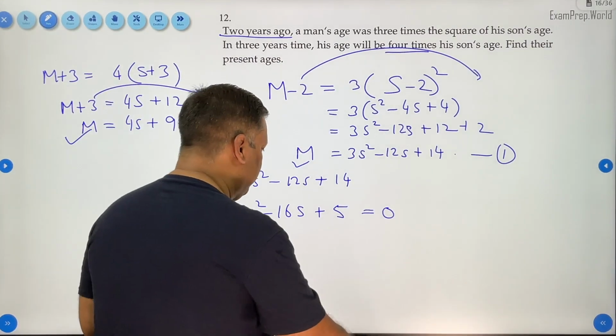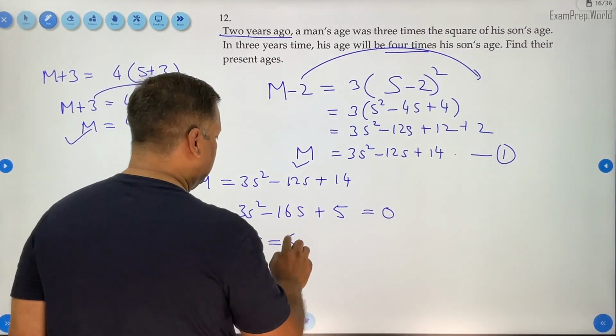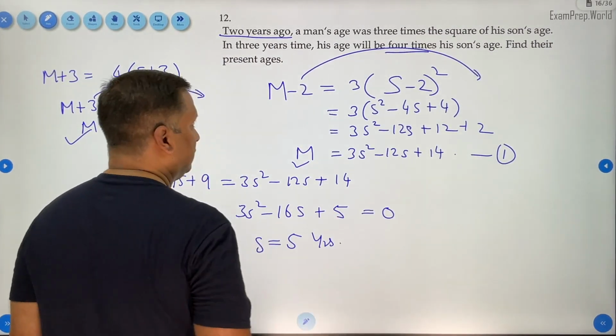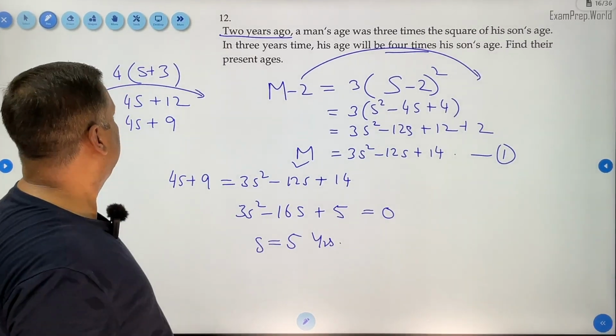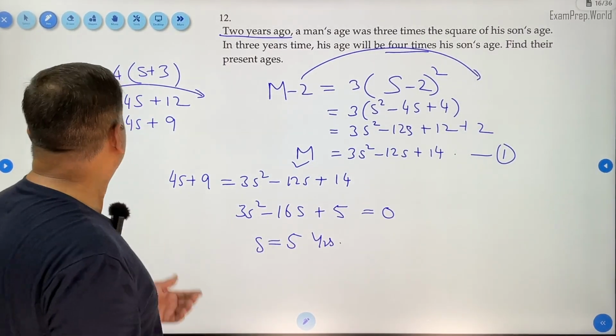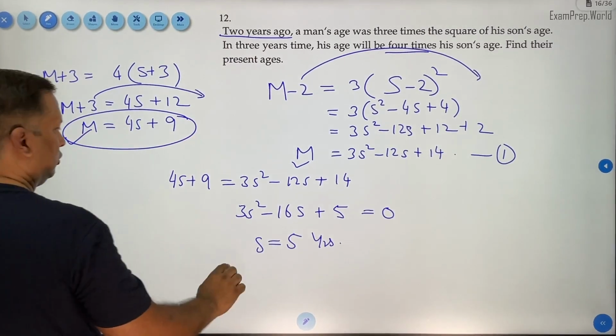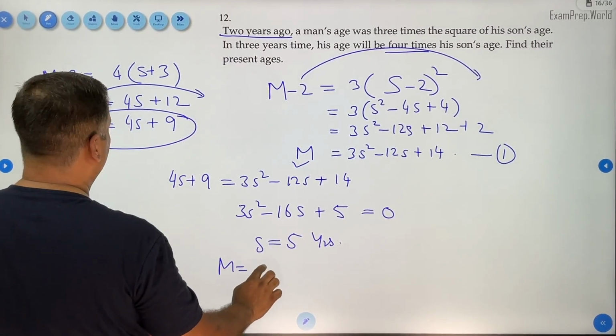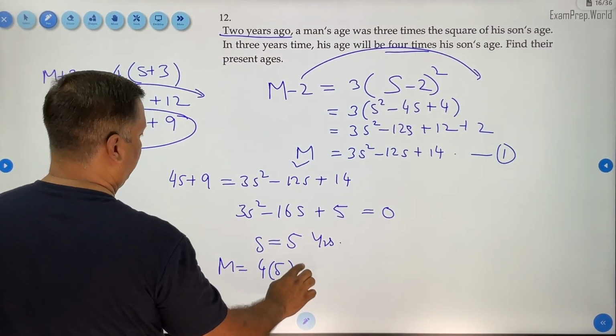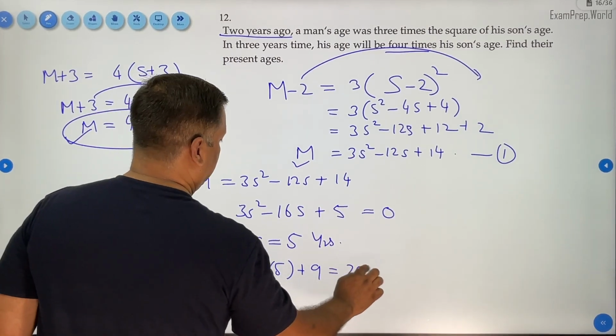What is the son's age? 5 years. So S we get as 5 years. Now you want to know what is the father's age. You input here in this one, man's age. So M will be equal to 4 times 5 plus 9, so 29 years.